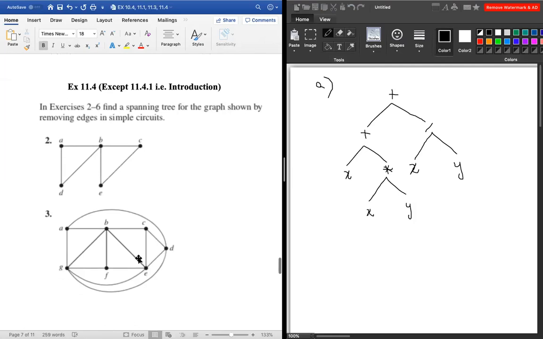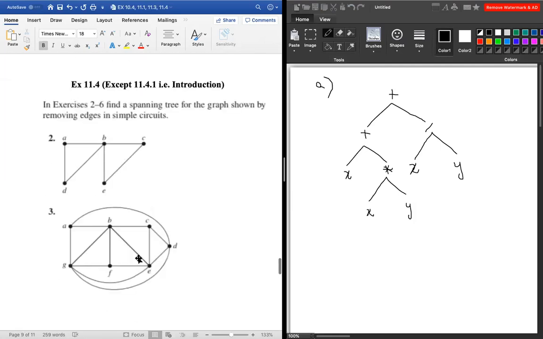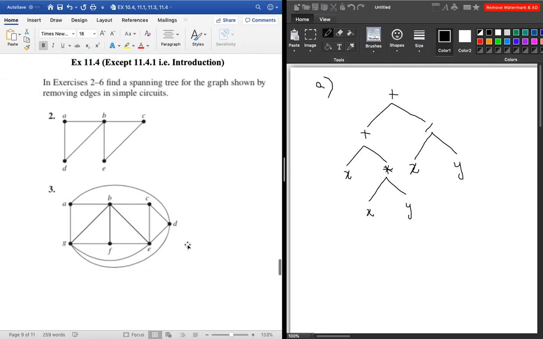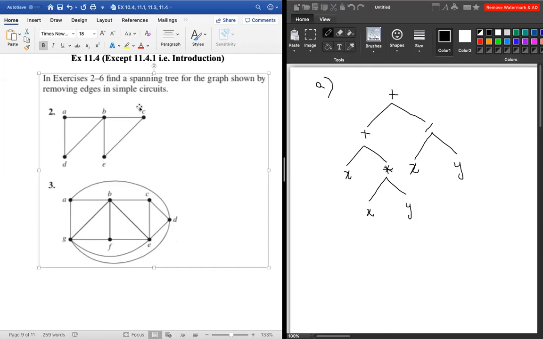Okay, if no question, let's move on to the next exercise. So we have 11.4, and the exercise has everything except the 11.4.1, which is the introduction. Okay, so let's take part number 3 here. We have to find a spanning tree for the graph shown by removing edges in a simple circuit.